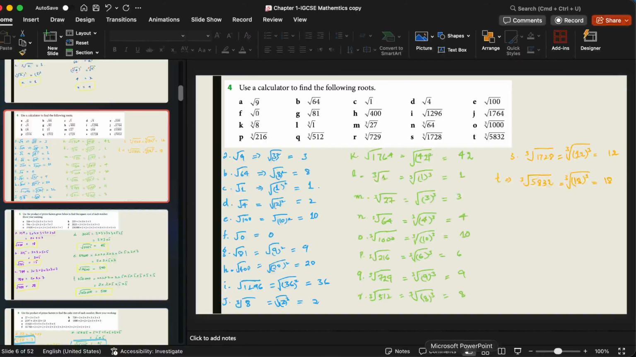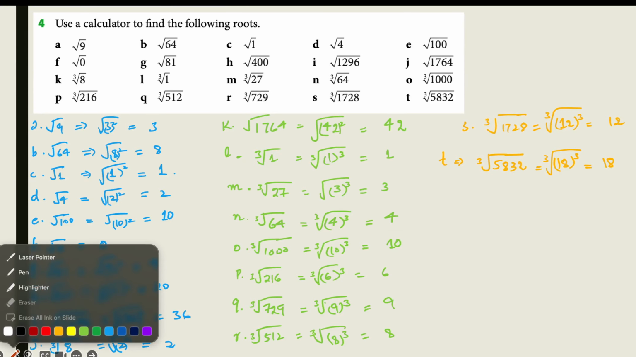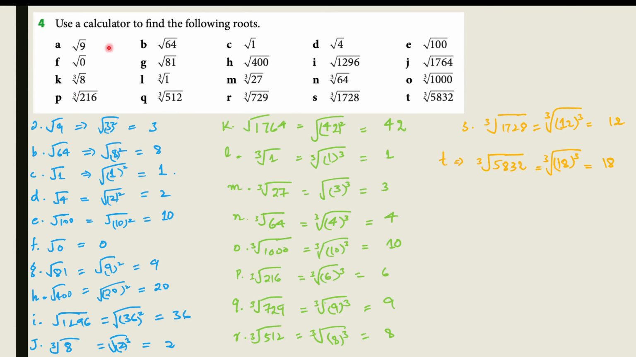Next question is question number 4 of the exercise, in which we are asked to use a calculator to find the following roots. So now we will use a calculator to find the square root and cube roots. First, let's start with the square roots. When we find a square root, we are looking for a number which when multiplied by itself gives the original number. So we press the square root button on the calculator and evaluate each one.